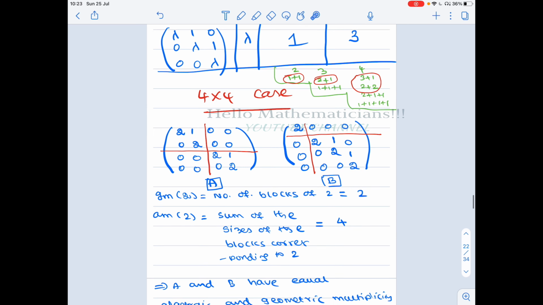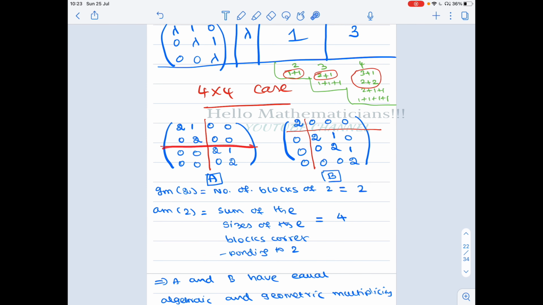Now we go to the 4 by 4 case. So you look at these two matrices. Again all the eigenvalues are equal to 2 only. Now the geometric multiplicity of 2 in this matrix is 2 because there are two blocks. Again here also the geometric multiplicity of the eigenvalue is 2 because there are two blocks. Anyway, the algebraic multiplicity of 2 in this matrix is 4, and in this matrix also 4. And if you notice, by permuting the blocks you cannot get this block.